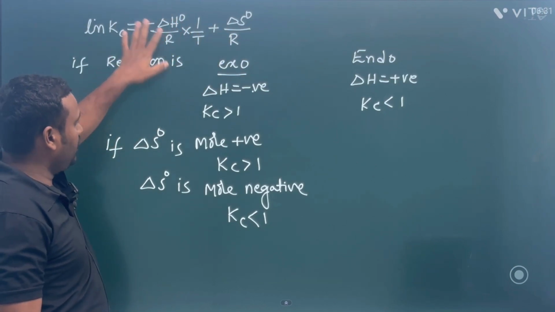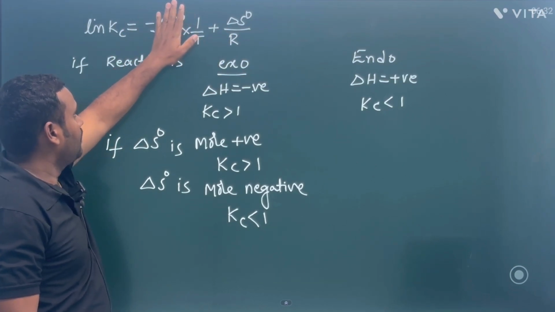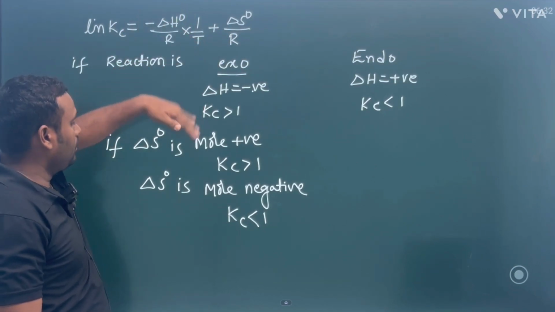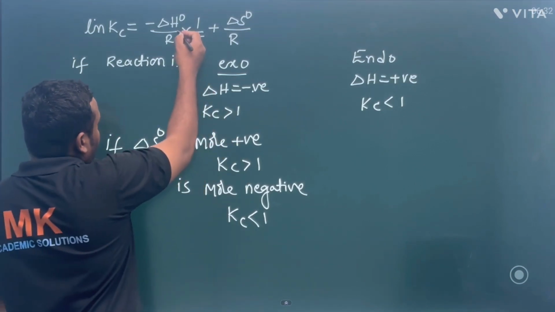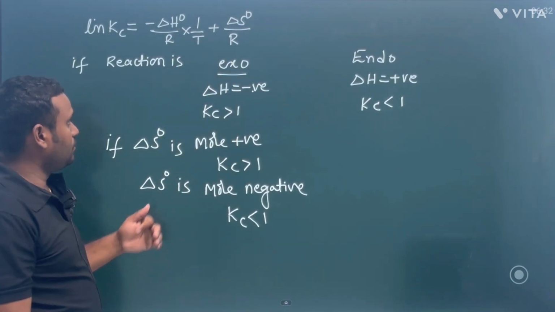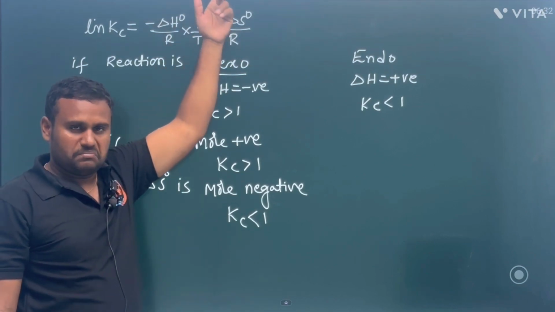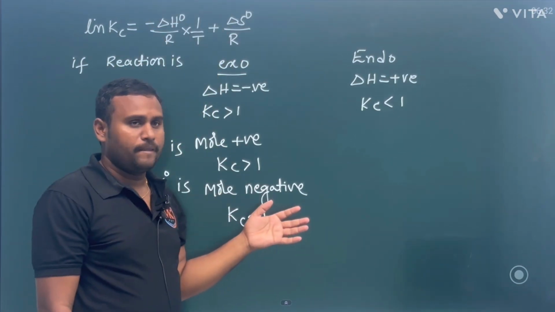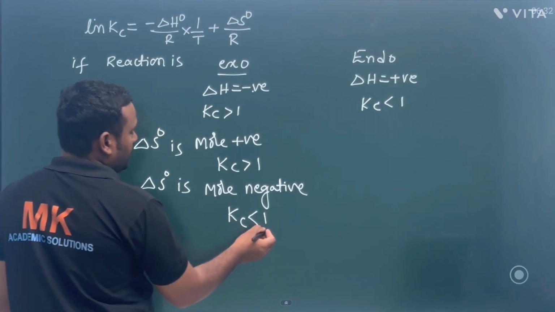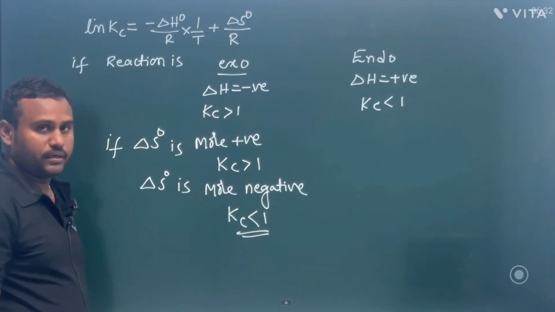So totally if you get this positive value, Kc may be greater than 1. But even in exothermic reactions, if delta S naught is more negative, okay, even if you increase the temperature, Kc is going to decrease.